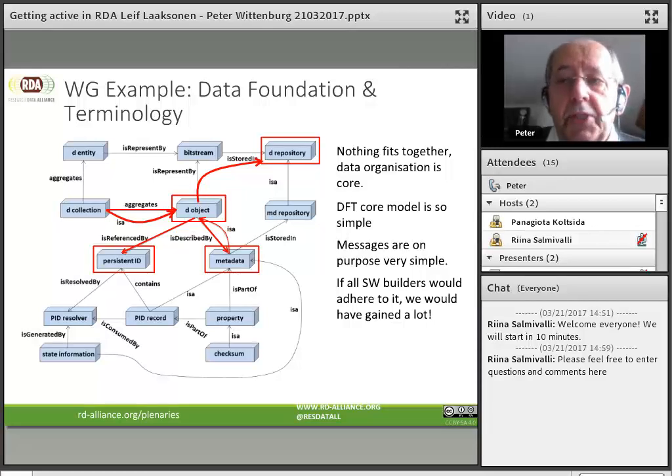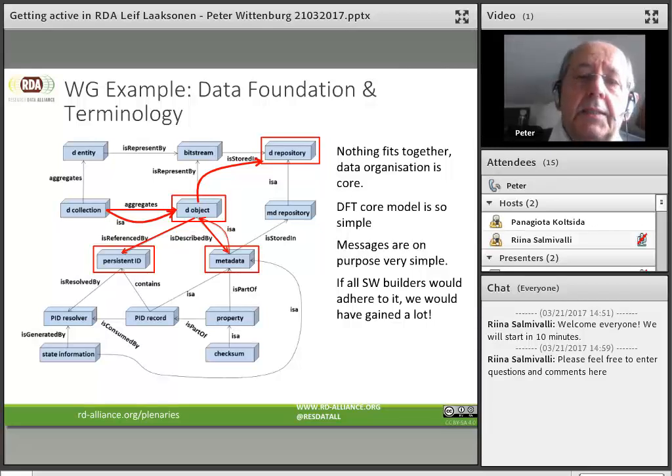So a digital object is just something that has a bit stream, as you can see, and the bit streams are somewhere stored in repositories. The digital object then has a persistent identifier and metadata, and these are crucial. So a digital object has a persistent identifier and metadata, and these two are separate.